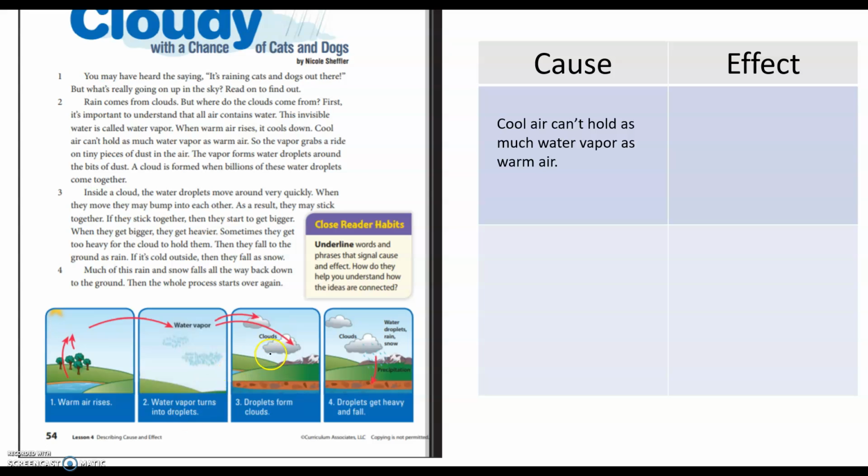So I read that cool air can't hold as much water vapor as warm air. If that's our cause, our effect is the vapor grabs a ride on tiny pieces of dust in the air. The word "so" connects the cause with the effect.